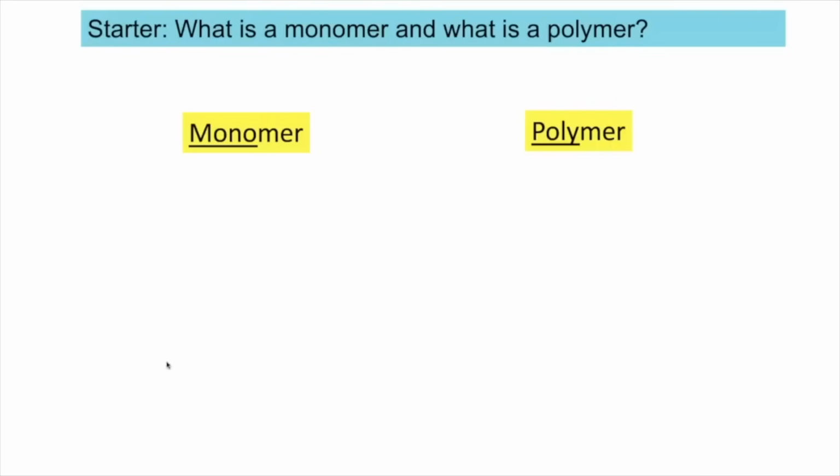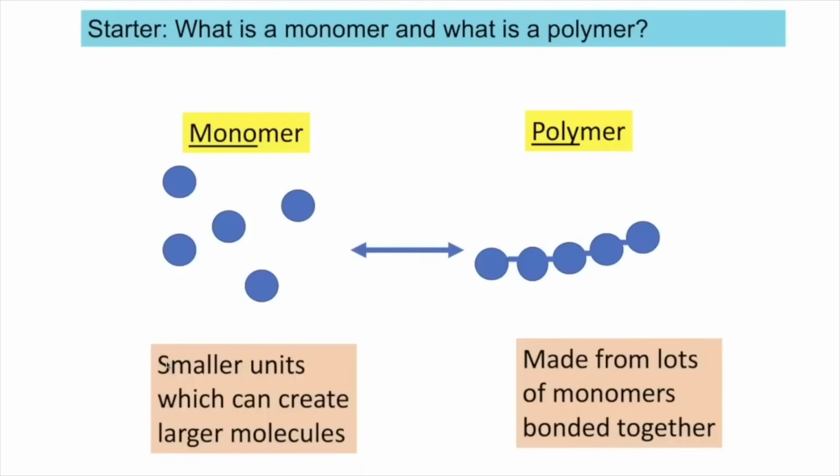So now we're moving on to the next bit in this topic, which is looking at monomers and polymers. Mono means one, poly means many. So our literal definition is monomers are smaller units which can bind together to create larger molecules, or in fact polymers. And a polymer is made up of lots of monomers bonded together.